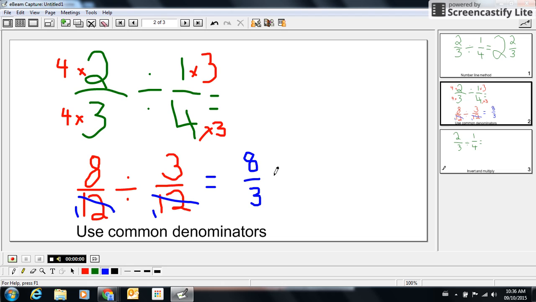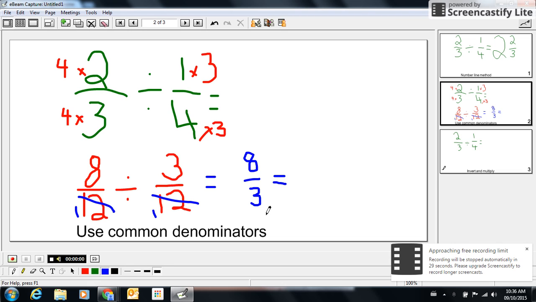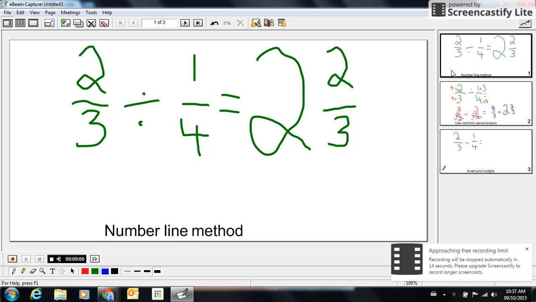correct? So now all we're going to do is take this improper fraction and change it to a mixed numeral. So how many times does 3 go into 8? It goes in twice with a remainder of 2, and my denominator stays the same. So my answer is 2 2/3, just like it was up here using the number line method.